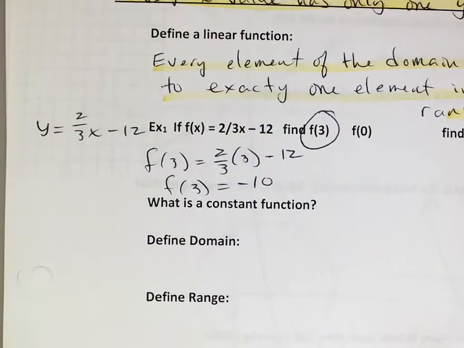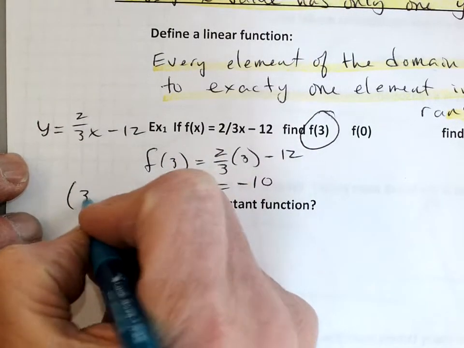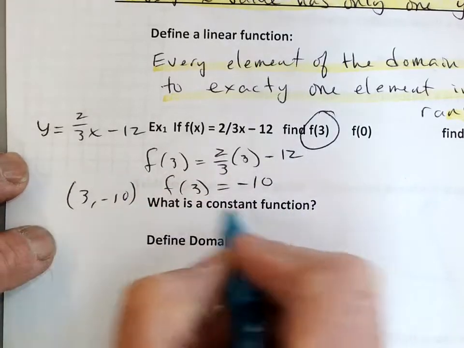Trust me, you can do the math. It's negative 10. So what is this, f of 3? If I plug in 3 as an x, and I get negative 10 as a y, it's just a point. That's all this is. It's just a point. So this is the point 3 comma negative 10 on the graph.